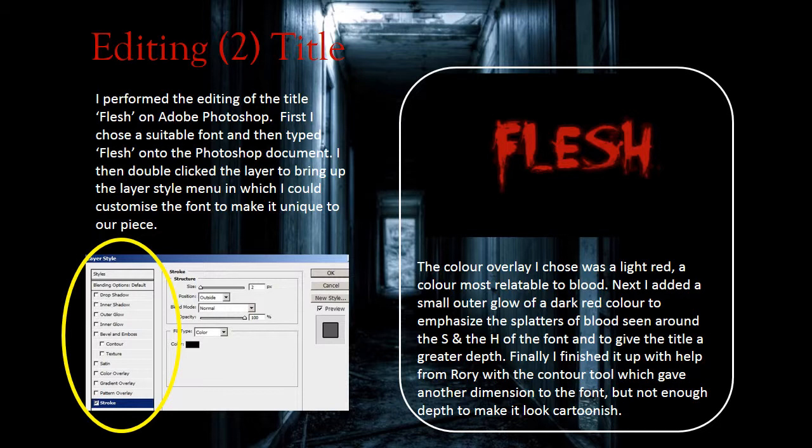The color overlay I chose was a light red, a colour most relatable to blood. Next I added a small outer glow of a dark red colour to emphasise the splatters of blood seen around the S and the H of the font and to give the title greater depth. Finally I finished it up with the help from Rory with the contour tool which gave another dimension to the font but not enough depth to make it look cartoonish.